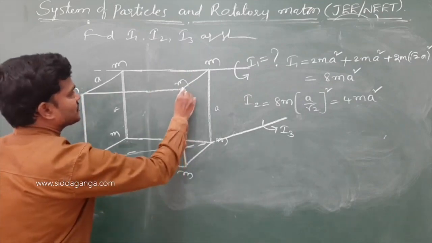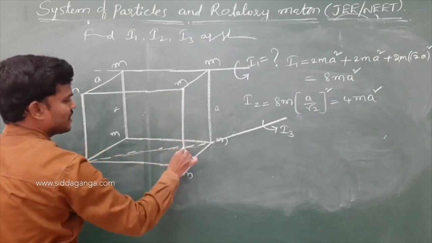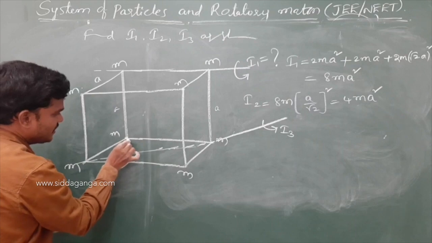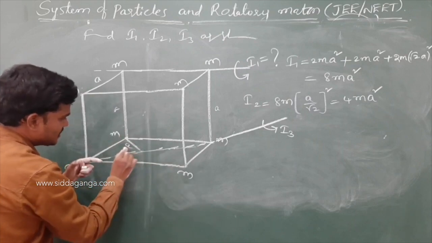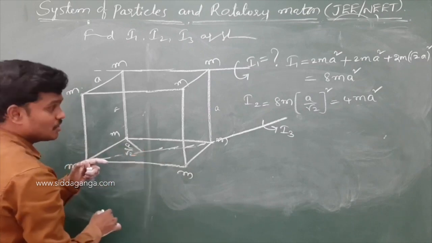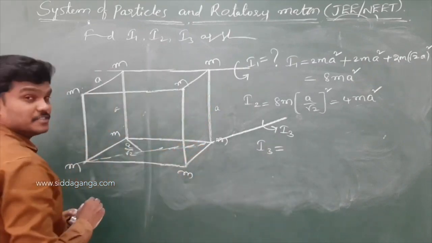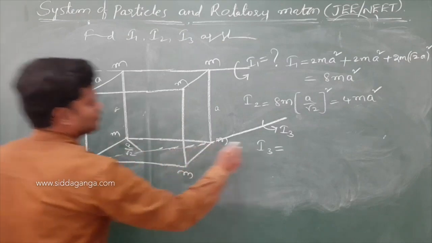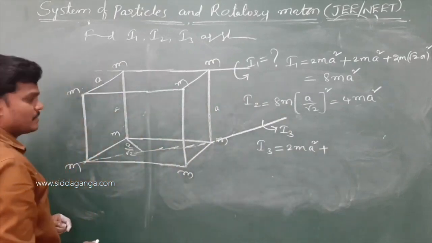So due to this, one is at a distance of A, and this is also at a distance of A, and see this particle is at a distance of what? Half distance. This is a square, so this is at a distance of, imagine three-dimensionally, A by root 2. So I3 is equal to 2 particles. For this axis, 2 particles are at a distance of A.